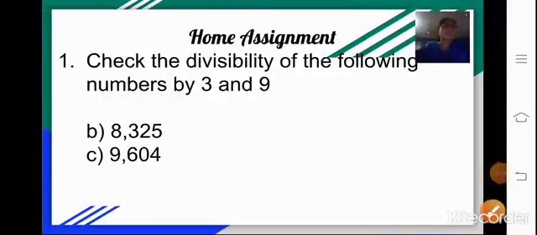Now based on this, I hope you all must have understood the rules of divisibility. Now some home assignment sums for you, which you have to do in your homework part, that is in your maths notebook. Now the first sum is check the divisibility of the following numbers by 3 and 9. The two numbers given are 8,325 and 9,604. According to the rule, you have to just check whether these two numbers are divisible by 3 and 9, the same way how I have shown you in the presentation.